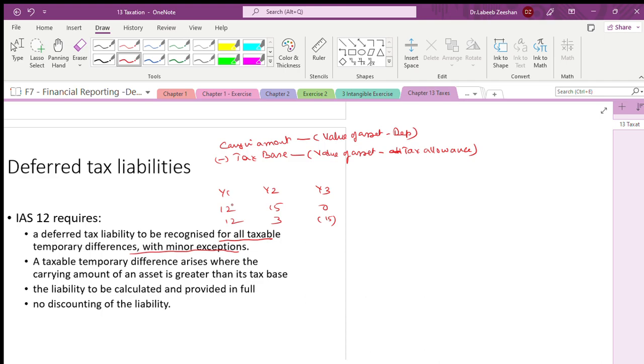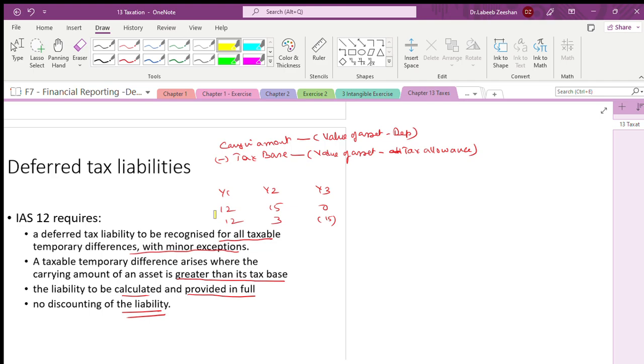See, give me time. That's what I ask you. A taxable temporary difference arises when the carrying amount is greater than its tax base. The liability is calculated and provided in full. That's what we have done. No discounting of liability. We will never say it's a discounting of liability, which means we will never give any exemptions as such.